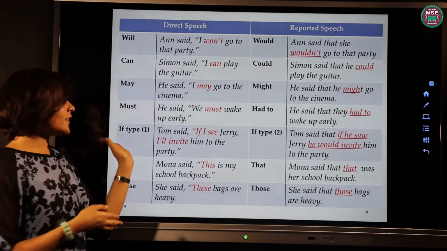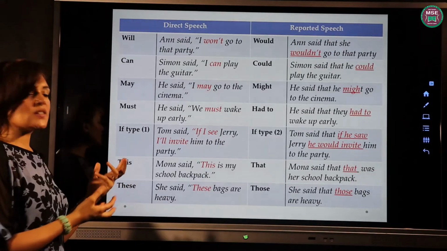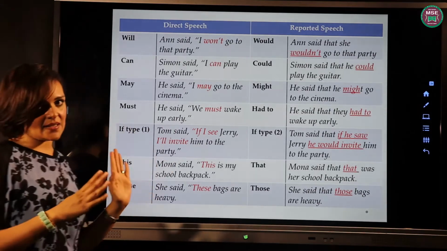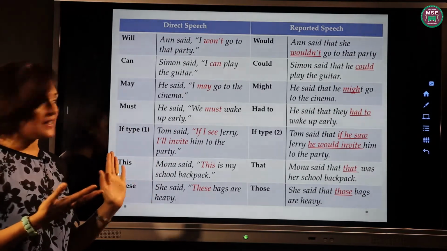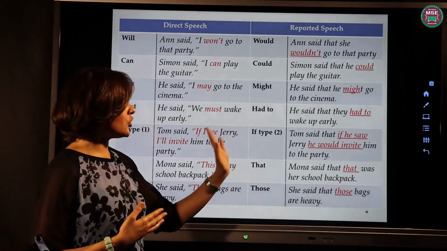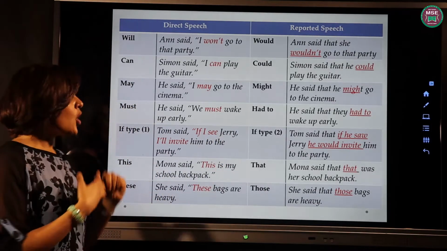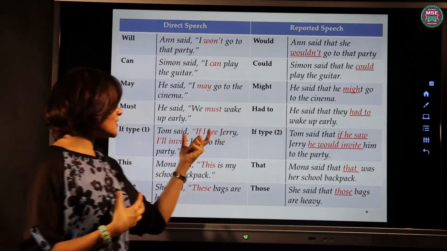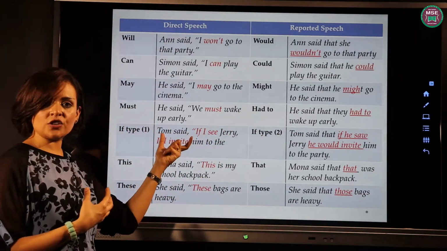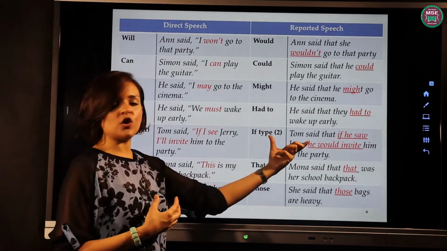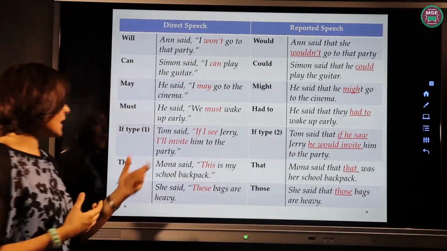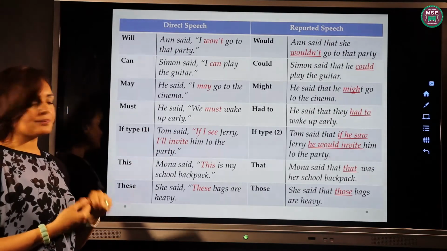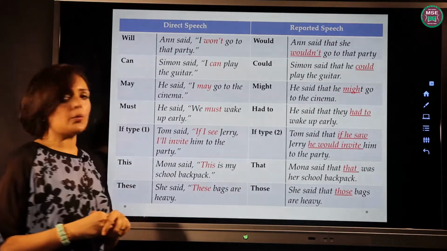In if conditional type 1, when I speak with the first conditional, I have to push the tense, not as an imaginary state. So here I have to push it to be in the past form. When I change the present form with "if" to the past, it has to change from if conditional 1 to if conditional type 2. Let's see that example. Tom said, "If I see Jerry, I will invite him to the party."